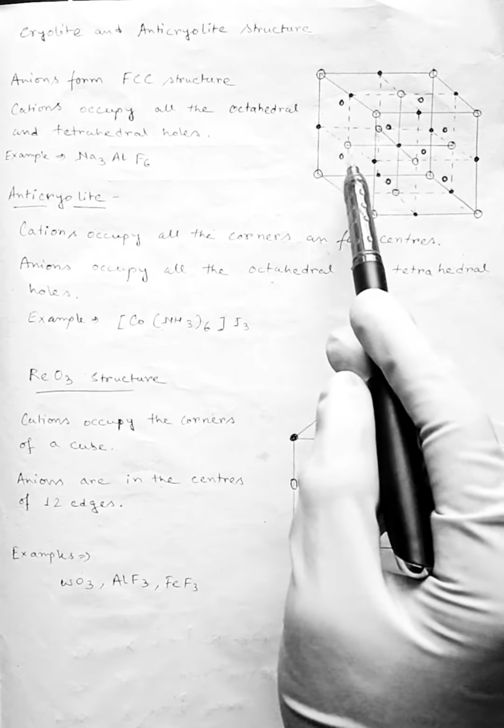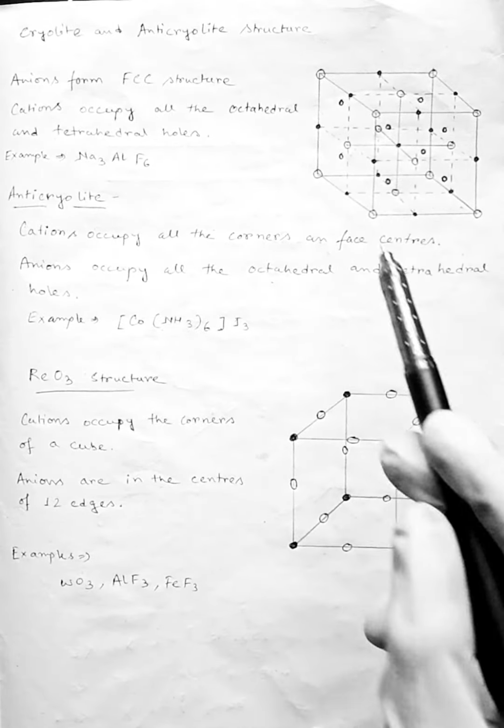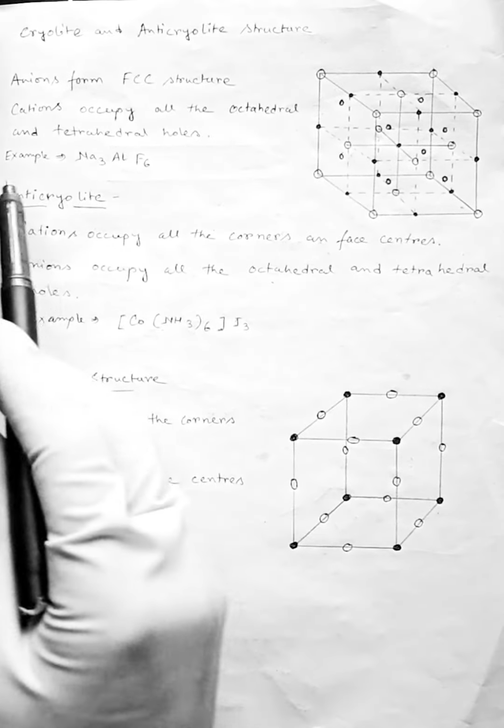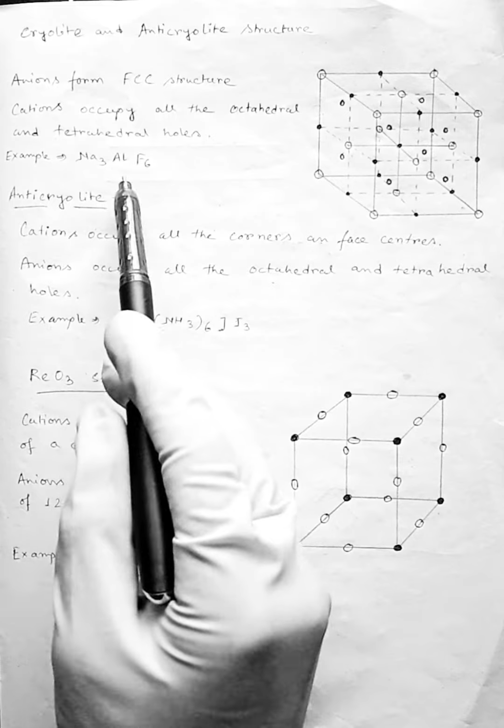These smaller dots are the cations and these larger ones are the anions. Example of cryolite structure is Na3AlF6.